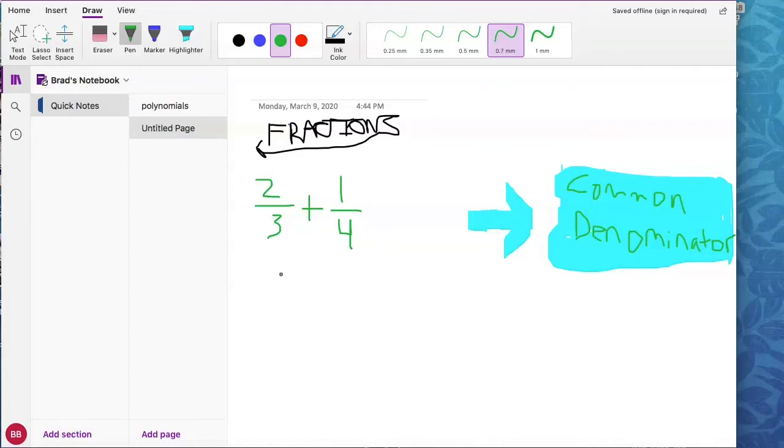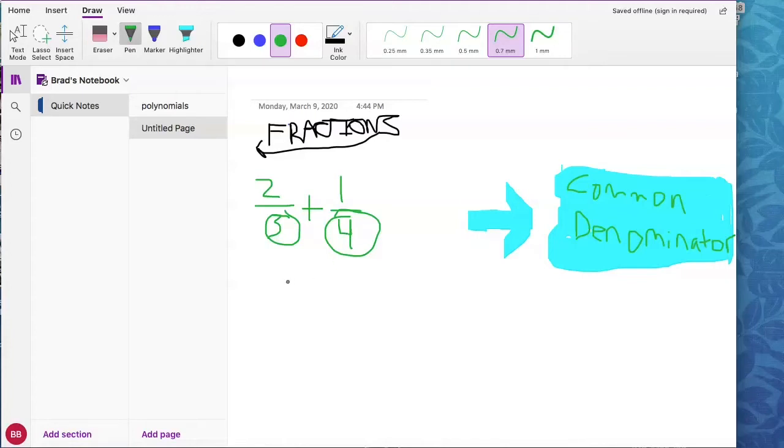What that means is, these numbers on the bottom, you've got a 3 down here, and we've got a 4 down here. These numbers are called denominators. They're on the bottom of fractions. For what it's worth, on the top you have the numerators. But common denominator means the denominator, this number on the bottom, has to be the same on both of them so that we can add them together. Right now we have a 3 and a 4, we can't add those together.